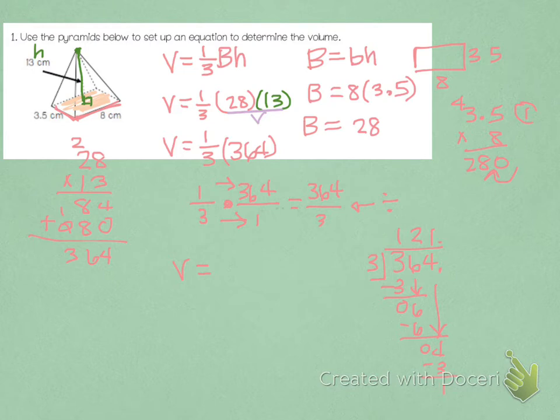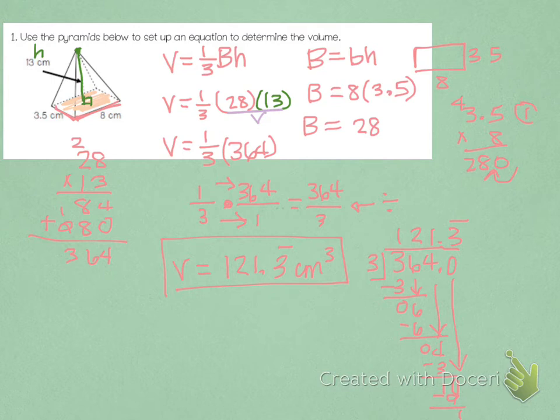So we're going to have to add a decimal 0 here. And 3 goes into 10 3 times, minus 9, which gives you 1. And so that's actually going to be a repeater. So volume equals 121.3 repeater centimeters. And remember, volume is cubed. Okay, so that's using 1/3.